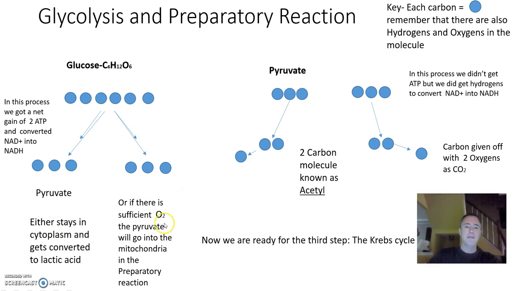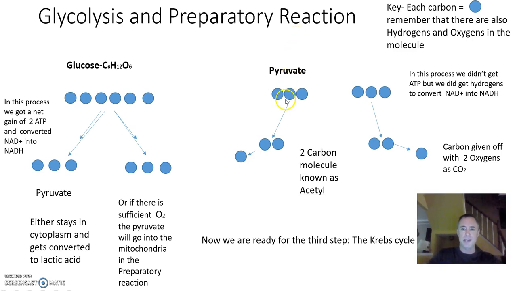It's almost like alcohol fermentation, a very similar process. All right, but if there is sufficient oxygen to continue whatever activity we're doing, then the pyruvate, instead of staying in the cytoplasm and turning to lactic acid, will actually go through the 2 membranes of the mitochondria. And of course, when it does that, that's what we're going to call the preparatory reaction, also known as the transition reaction. So the 2 3-carbon molecules individually will both go through.